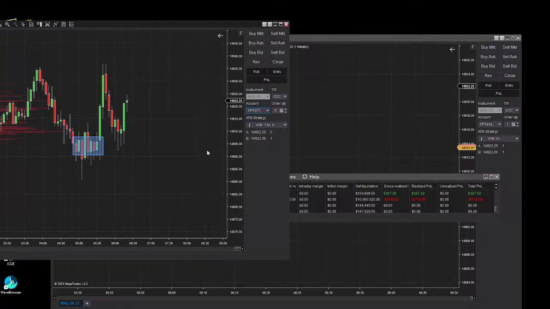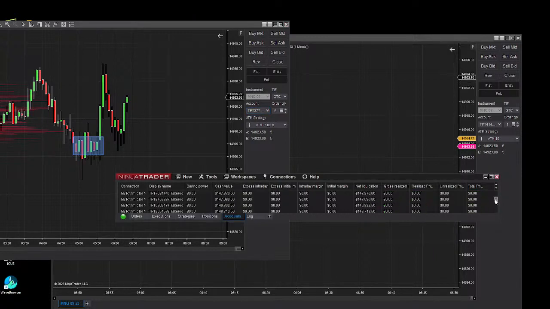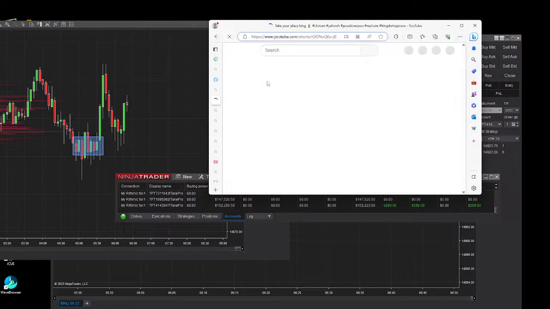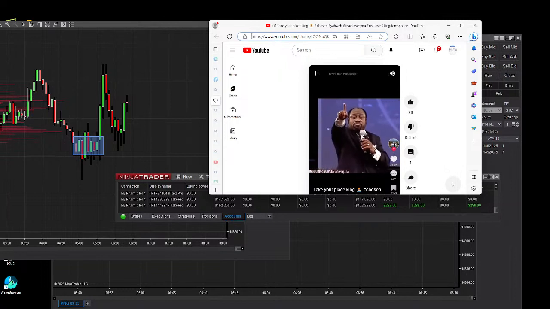There it is. Okay. Never told Eve about the tree.